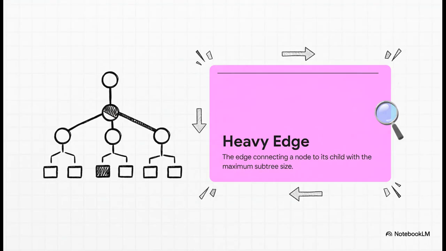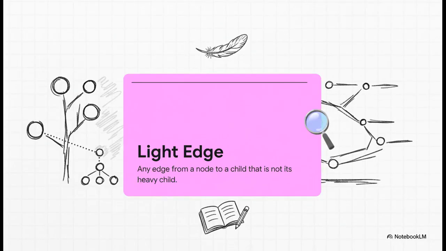Okay, so first up, what in the world is a heavy edge? For any node in the tree, just look down at all its immediate children. One of those children is special. It's the one that has the biggest family tree, the most descendants. The edge that connects the parent to that specific heavyweight child, that's our heavy edge. It's all about subtree size. And if an edge isn't heavy, well, you guessed it, it's a light edge. These are the edges connecting a parent to all its other smaller subtree children. This simple little distinction, heavy versus light, is the foundation for everything that follows. It's what makes the whole algorithm work.